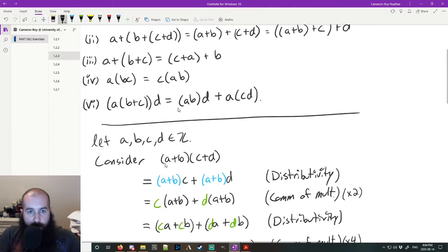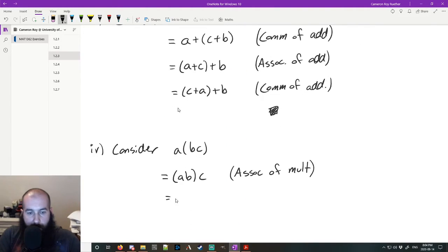We would like to get C in front, so we can swap that by commuting the C and the AB as one number. This is commutativity of multiplication. And then we're done. We got to where we wanted: C times, and then in brackets, A times B. So those are also equal.